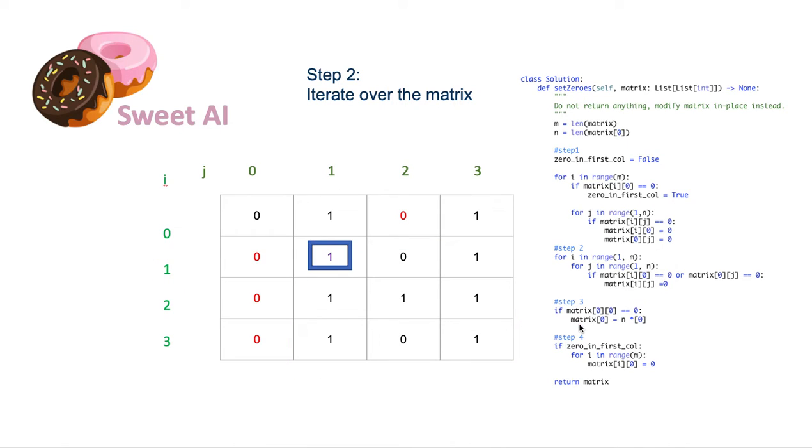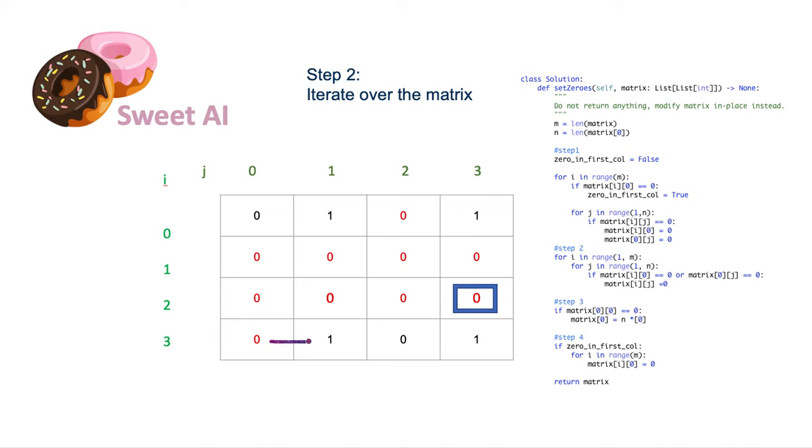then we are going to set that element equal to 0. So let's iterate over the matrix. Here you see this is the 1, but we have a 0 here, so because of this we are going to set this to 0. This is already 0, this is 1, but because we have this, we are going to set this to 0. How about this one? We are going to set this to 0 because we have 0 here.